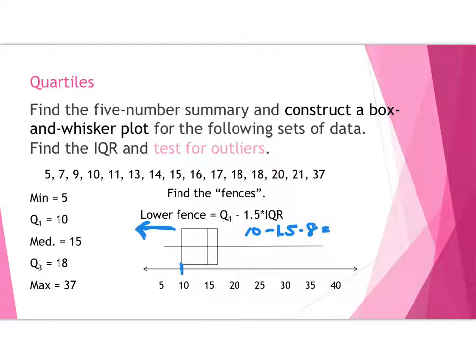10 minus 1.5 times 8, is that negative 2? I think it is. Let's see. 10 minus 1.5 times 8 is negative 2. So what that means is if I had any data values smaller than negative 2, that would be an outlier.